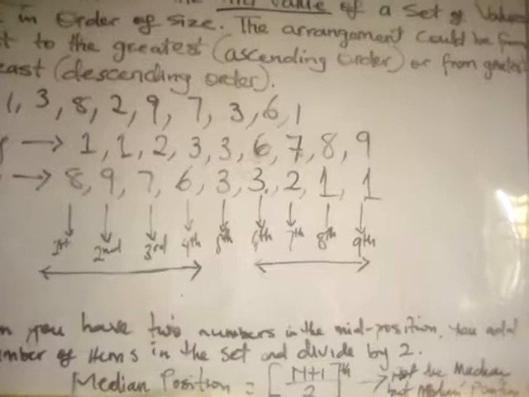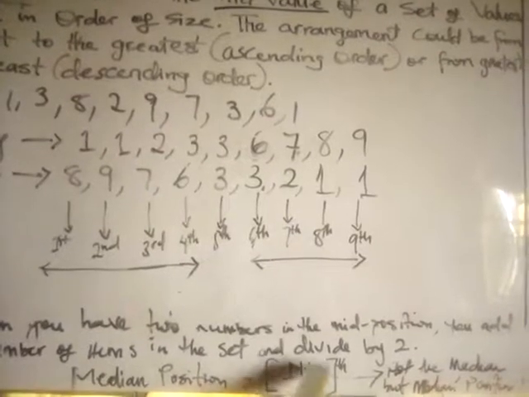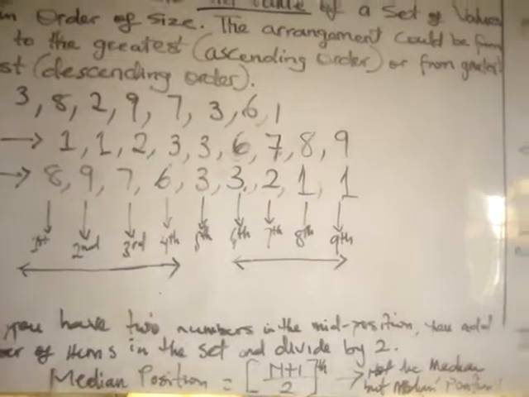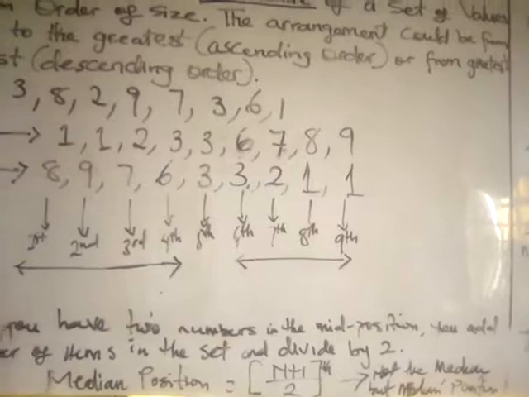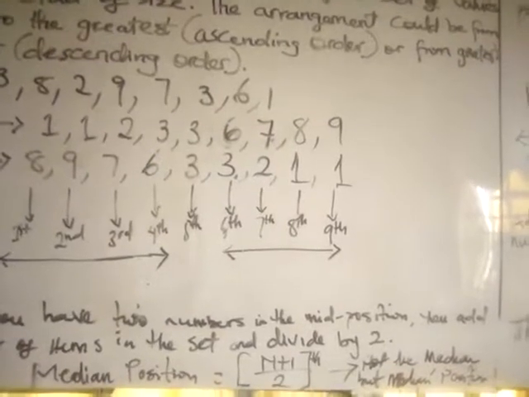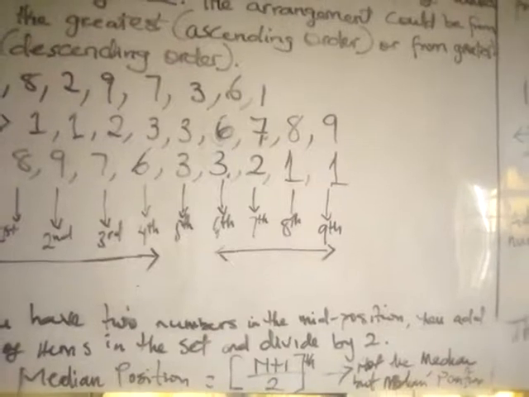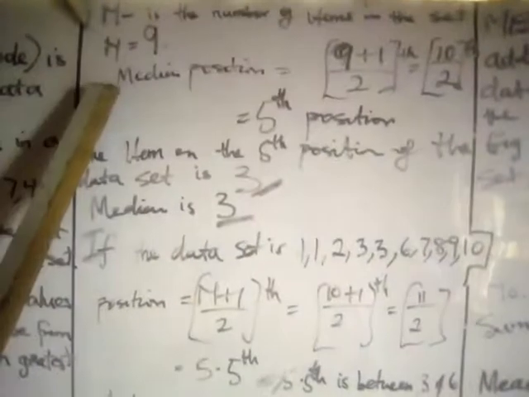So the median position, what is it? n open bracket n plus 1 over 2. That will not give you the value of the median, but it will give you the position, I mean the median position, where n is the number of items in the set.